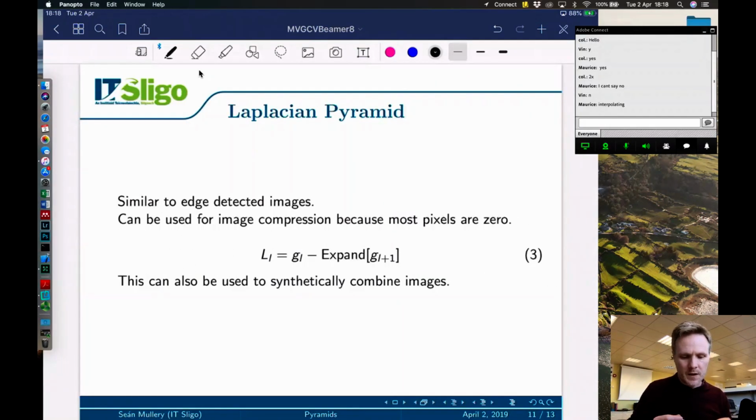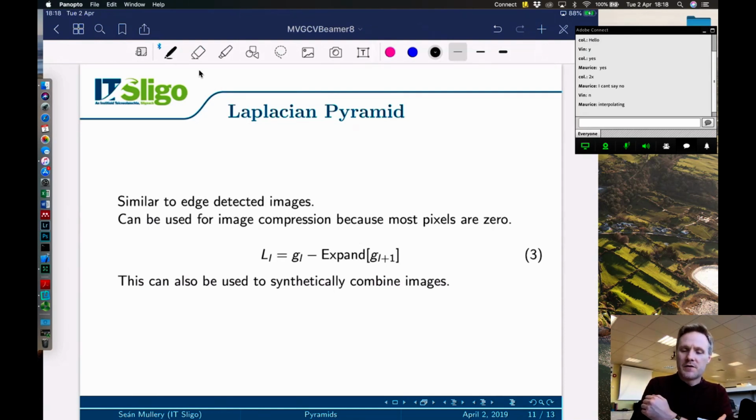So this brings us on to another pyramid called the Laplacian Pyramid, which is regularly used for image compression. Basically the idea here is that you take a Gaussian at one level, and you subtract from that an expansion of the Gaussian at the level above it. Which is what we kind of said. So basically, you have the expand and the reduce there.